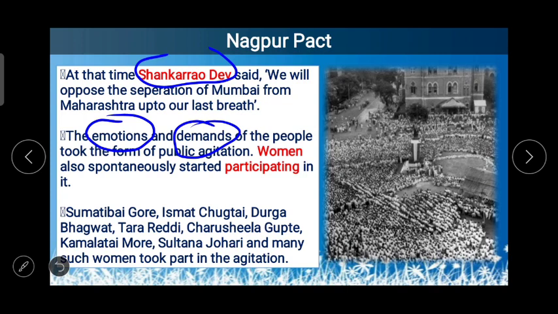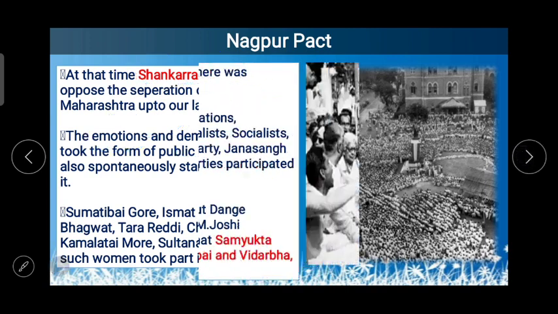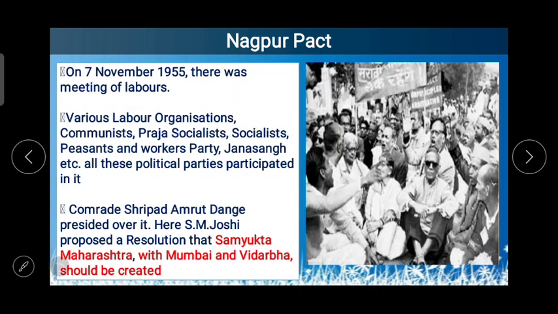The emotions and demands of the people took the form of public agitation, and women also spontaneously started participating in it. So the movement started, and in this movement Sumati Bai Gore, then Ismat Chughtai, Durga Bhagwat, Tara Reddy, Charushila Gupte, Kamaltai More, Sultana Zohri, and many such women took part in the agitation for the Samyukt Maharashtra movement, including Mumbai.